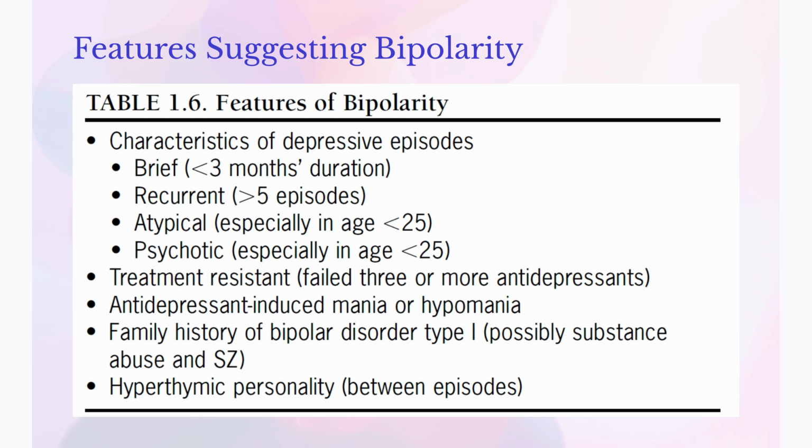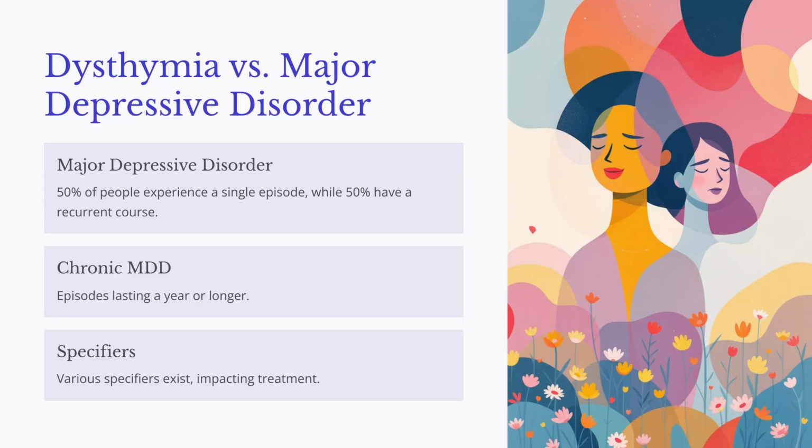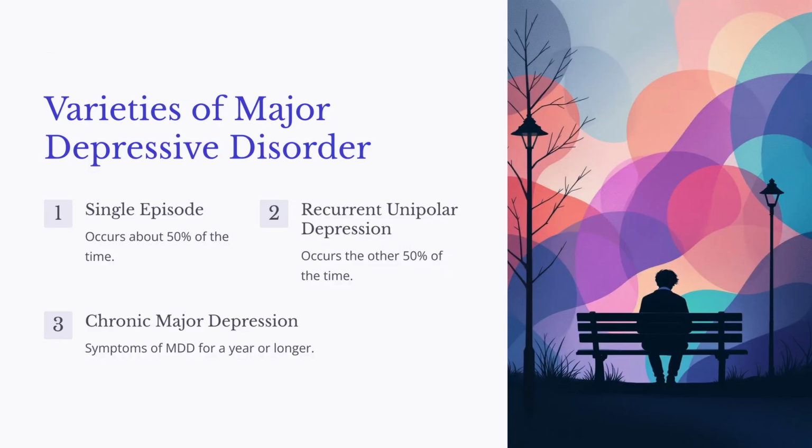All right, now let's move on and go into a little bit more detail on the subtypes of the different mood conditions. So here I'm going to differentiate dysthymia from major depressive disorder, and then I'm going to look at the different varieties of major depressive disorder. So for major depressive disorder, 50% of people have a single episode and don't have a recurrence, and 50% of people have a recurrent course. And then there are different specifiers of major depressive disorder, but I'll get into those in a little bit.